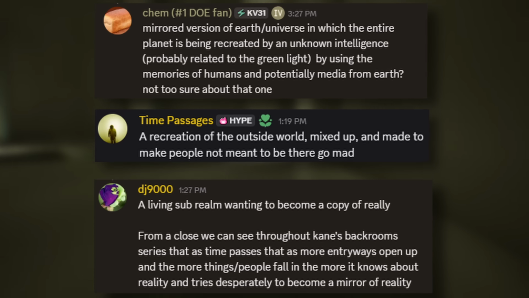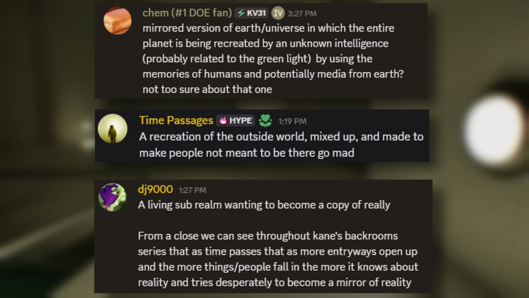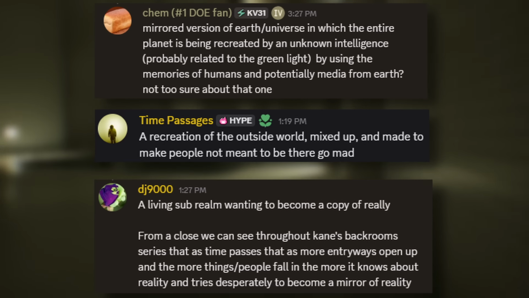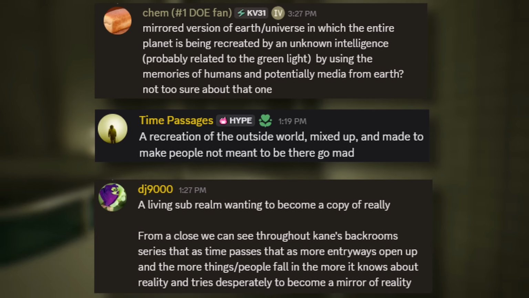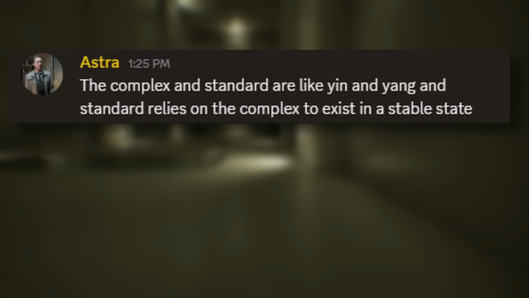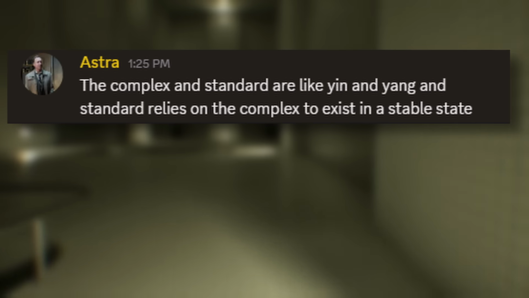Other answers by Chem, Time, and DJ9000 say that the complex is a recreation of the outside world, aiming to become a copy of reality so that those who inhabit it don't go crazy. It does this by attempting to copy reality from the memories of those who fall into it. Astra mentions that the relationship between the complex and standard is like yin and yang. They both rely on each other in order to be able to exist.